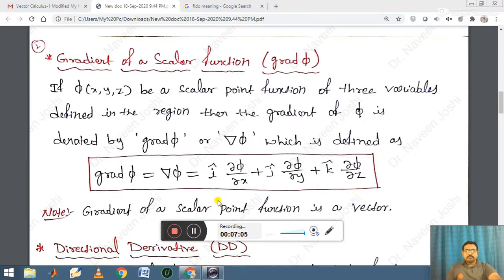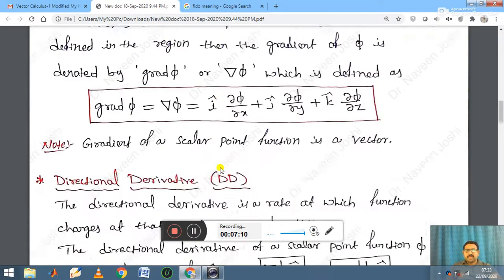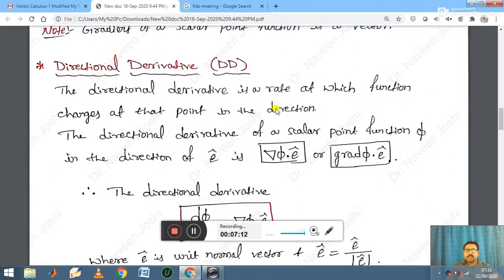Next we shall see the definition of directional derivative.